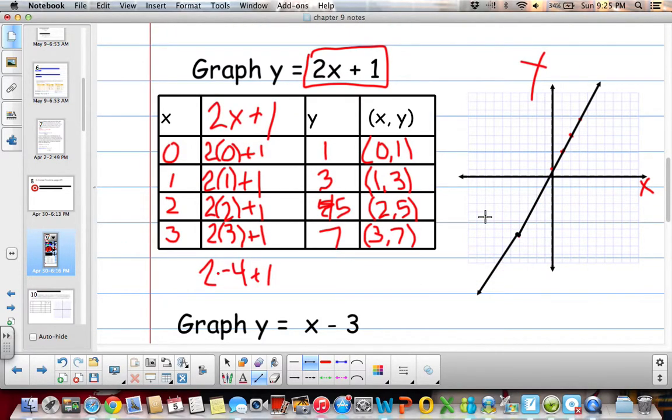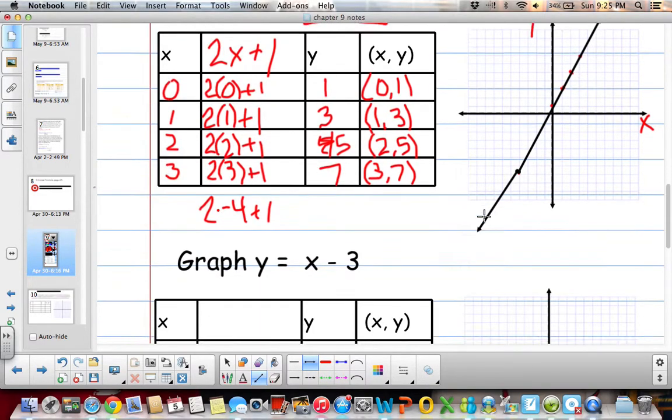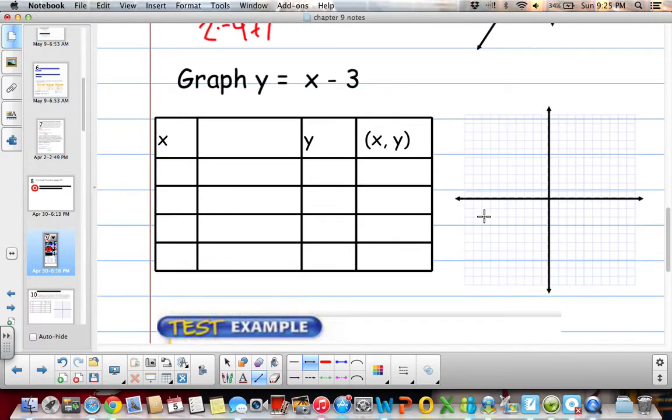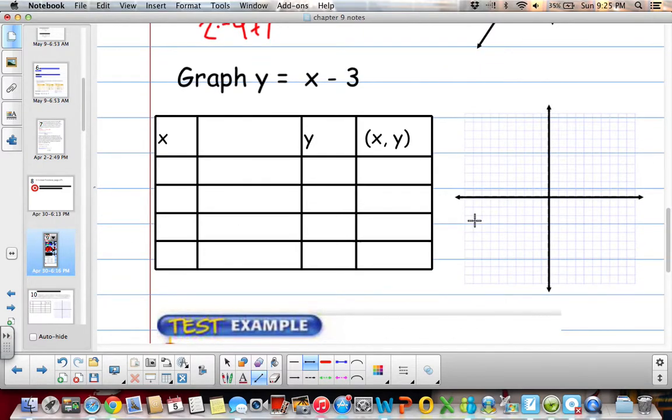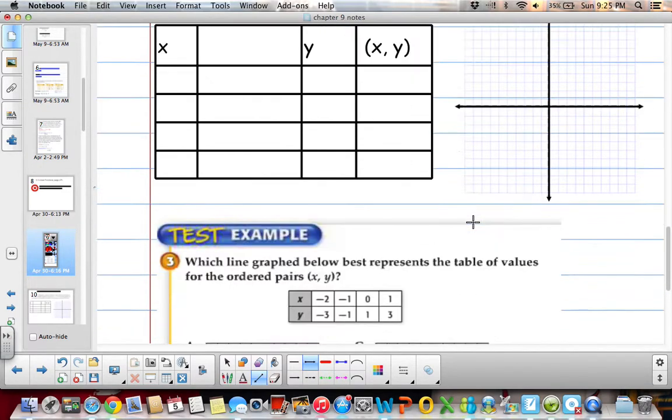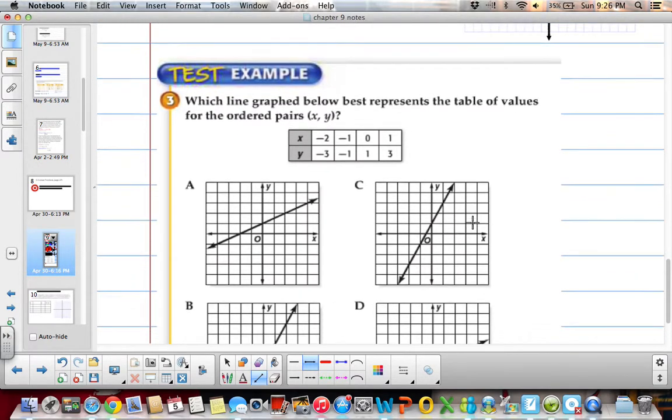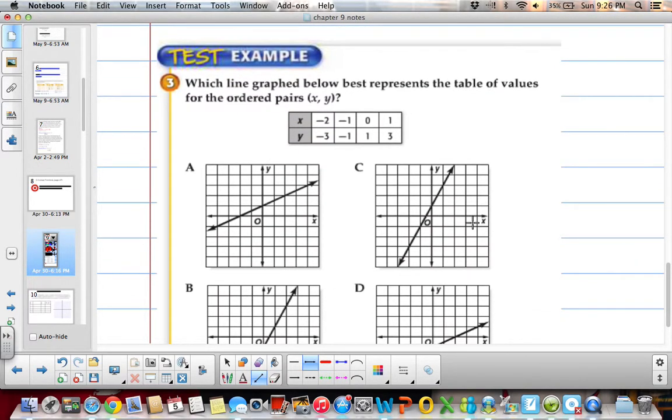If you are still confused, there's still a couple more examples in the book. Okay? I want you to do this one. Actually, no, we're going to skip this one and we'll do that one in class tomorrow. All right, and our last example here.